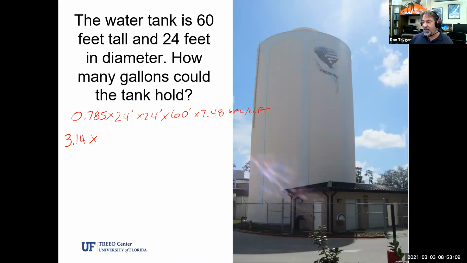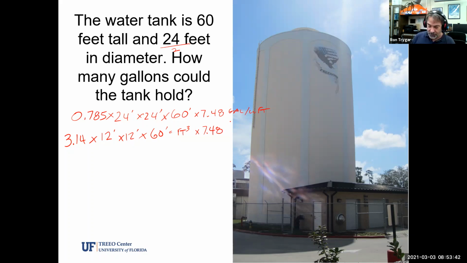The radius is going to be half of the diameter, and half of 24 feet, if I go up here into my word problem, divide 24 by 2 and you get 12. So the radius is 12 foot by 12 foot. And the height, again, is kept the same at 60 feet. And that's going to give me, my answer right now would be cubic feet. And you would then multiply that by 7.48, and you would get the final answer.